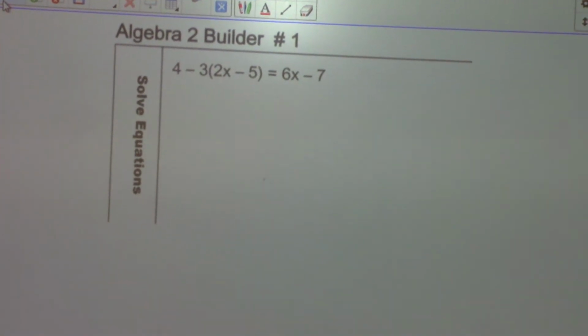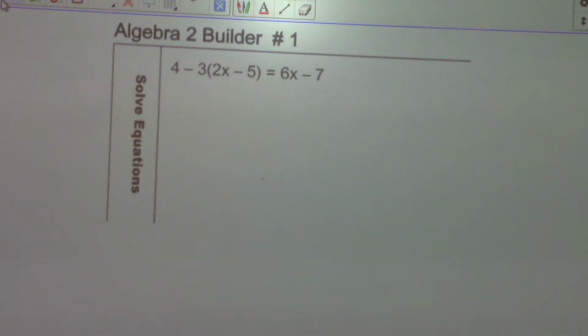All right, so now we are to Algebra Builder. So how would you work this, Jace? Do you have an idea how to work this one right here? What would you do? You distribute the 3. So the distribution property, is that it? Mm-hmm. So something like this, Jace, is that right?